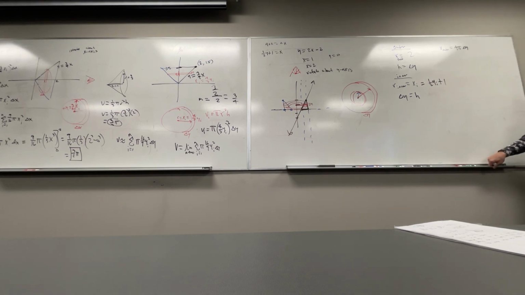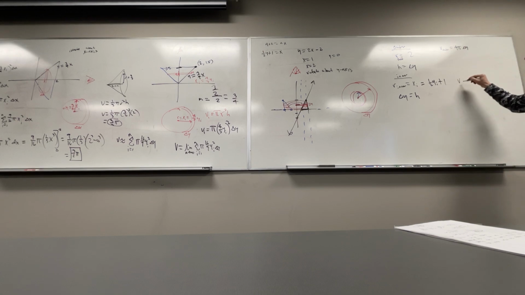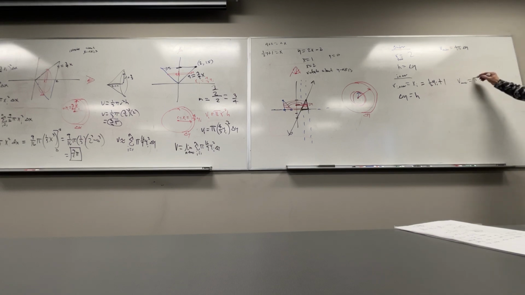Everybody good with that? Pi r squared h. Pi times r, which is 2 squared, 4. H is delta y. Okay? For the inner part of this washer, the volume is pi r squared h, so pi times r squared, so (1/2 y sub i plus 1) squared delta y. So that's the volume of the inner.